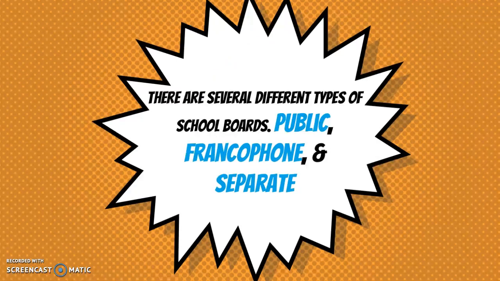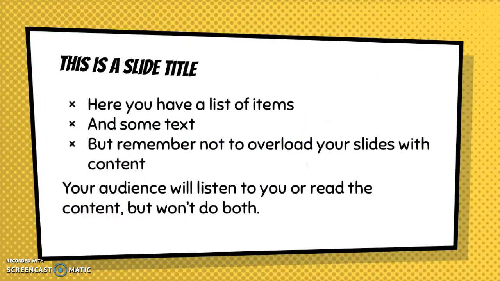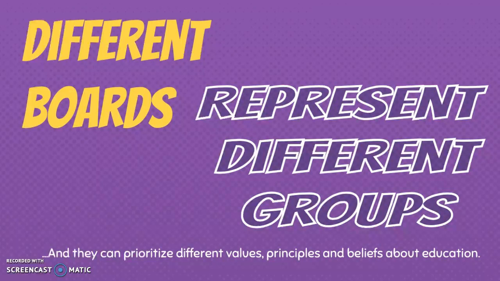There are several different types of school boards. Public, francophone, and separate are three examples. Different boards represent different groups, and they can prioritize different values, principles, and beliefs about education. A Catholic or separate school division might have different priorities than a francophone or a public school division.